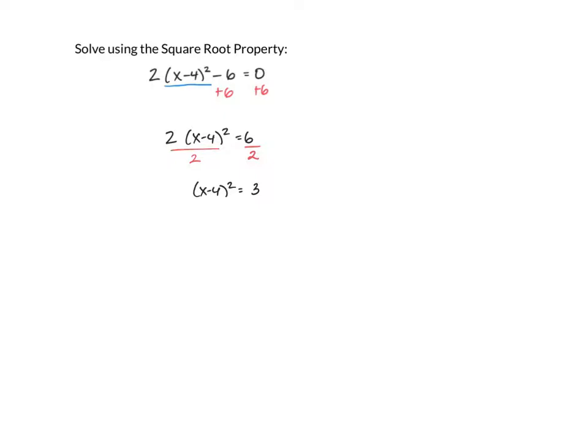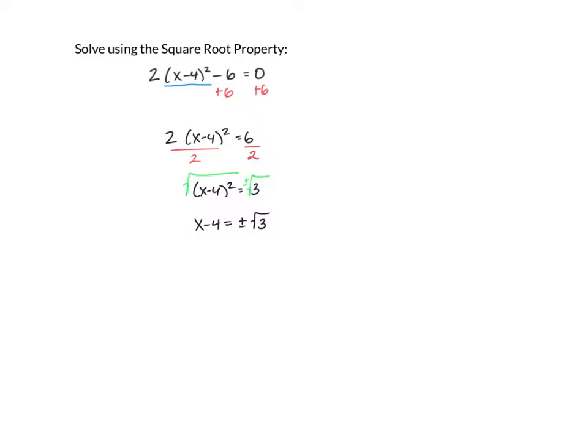Once we have this, what the square root property says is that we can take the square root of both sides as long as we remember our plus or minus. The square root of a quantity squared, those are inverse operations that will cancel each other out, leaving just our x minus 4. We have plus or minus the square root of 3. 3 is not a perfect square and it doesn't have any factors that are perfect squares, so that cannot be simplified, and we'll just leave it as is.